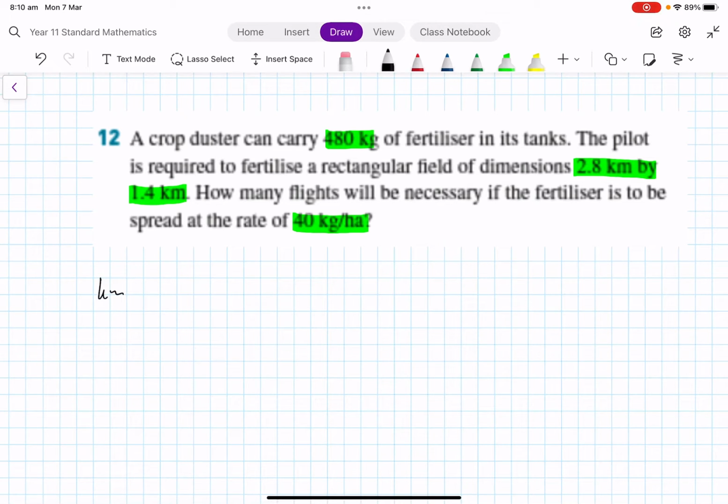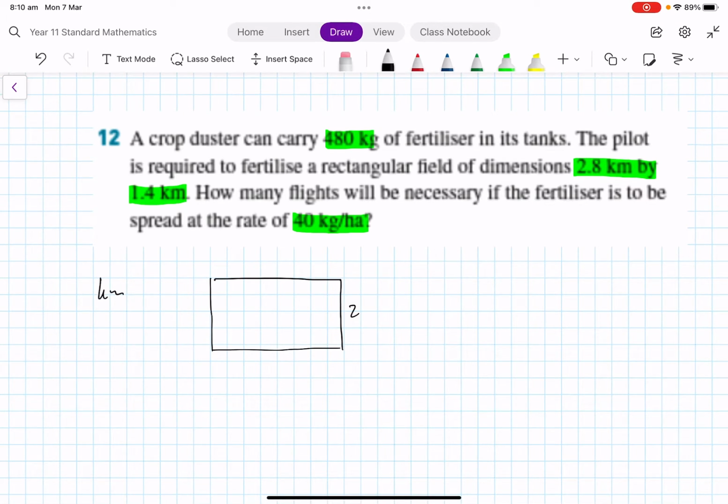right, which we're going to have to find area, and then we're going to have hectares. So we've got to convert between kilometers and hectares is essentially what we need to do. So let's have a look. How many flights will be necessary? All right, well, let's find the area first. I'm going to draw a diagram. Usually good just to draw a simple diagram of stuff like this.